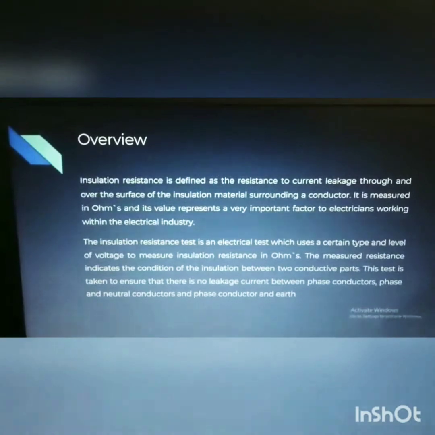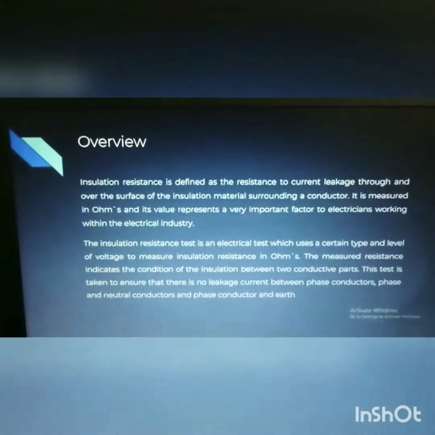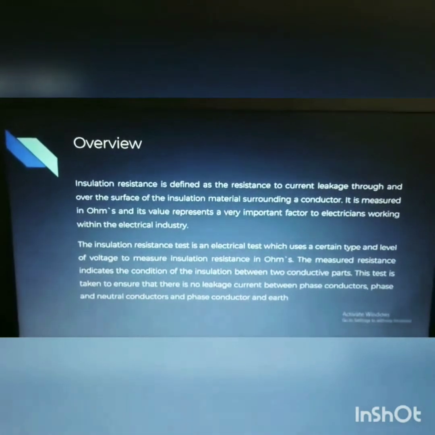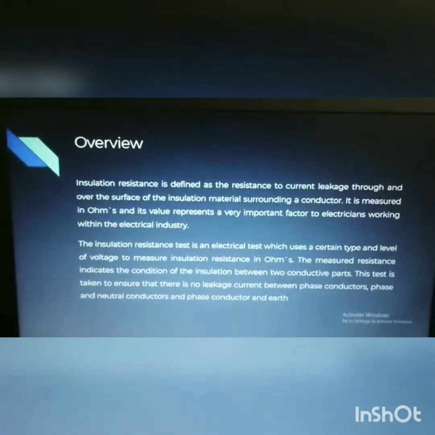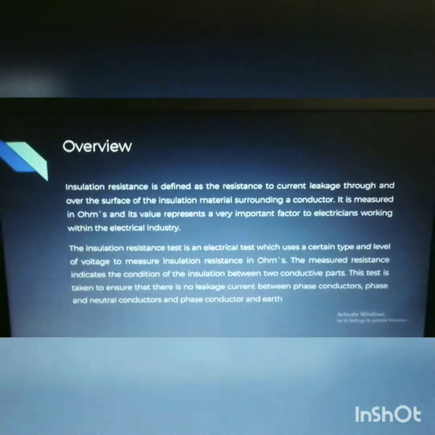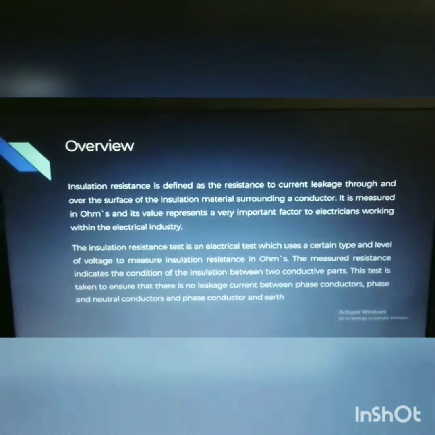Insulation resistance test is defined as the resistance to current leakage through and over the surface of the insulation material surrounding a conductor. It is measured in ohms, and its value represents a very important factor to electricians working within the electrical industry. The insulation resistance test is an electrical test which uses a certain type and level of voltage to measure insulation resistance in ohms.